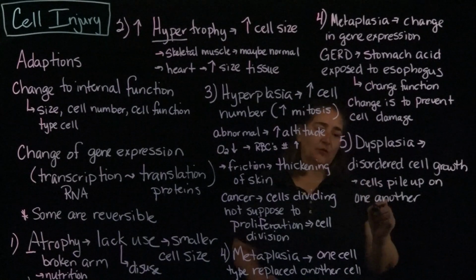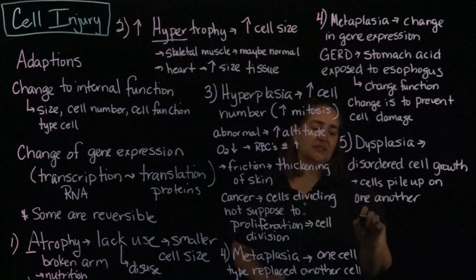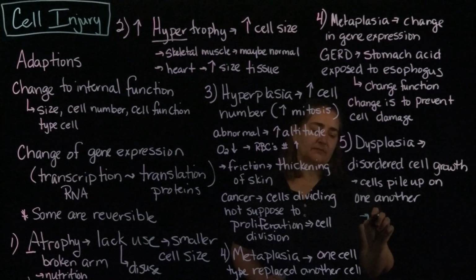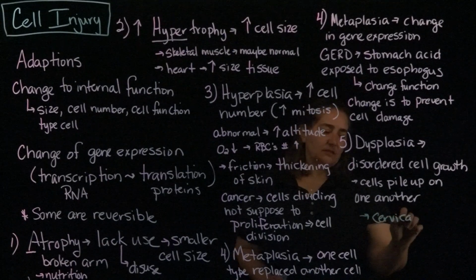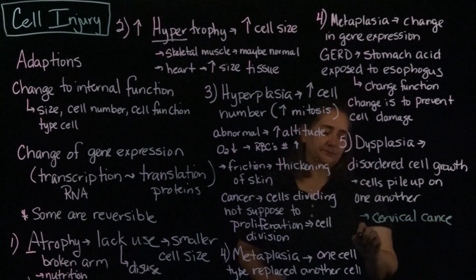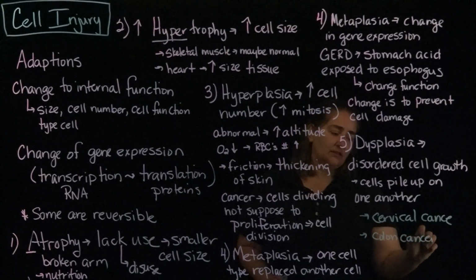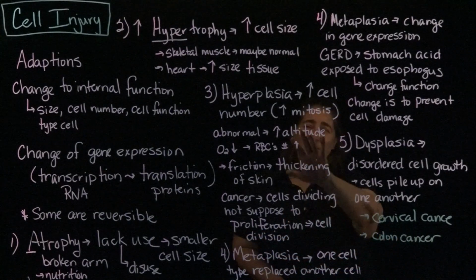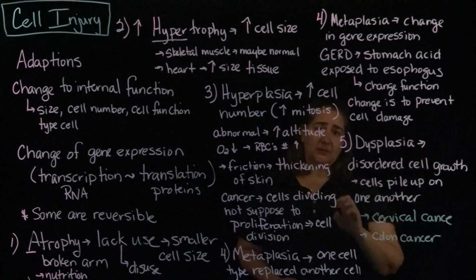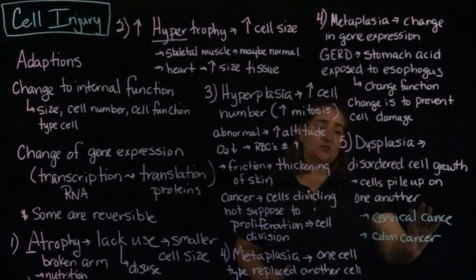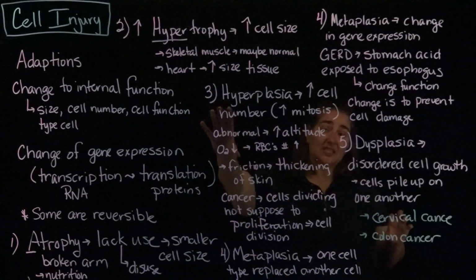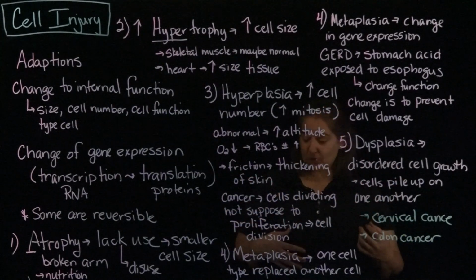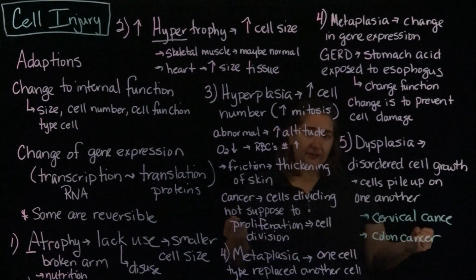They start to look abnormal, and this can be seen in things like cervical cancer, colon cancer. All right, the cells just aren't behaving the way they're supposed to. All right, and you can have a level of hyperplasia and dysplasia going on at the same time. So those cells are disordered potentially because they're dividing when they're not supposed to. All right, hopefully that makes sense.